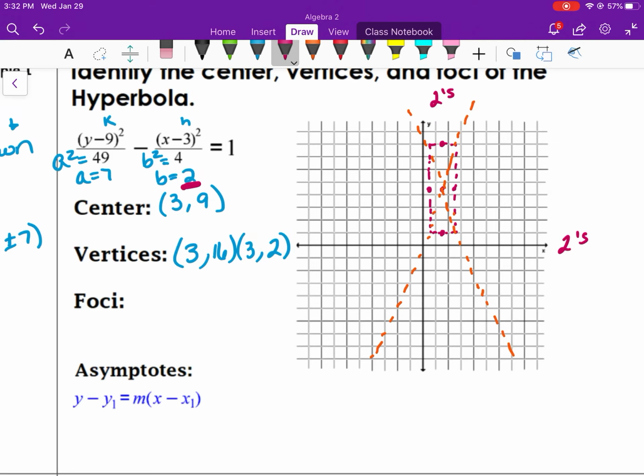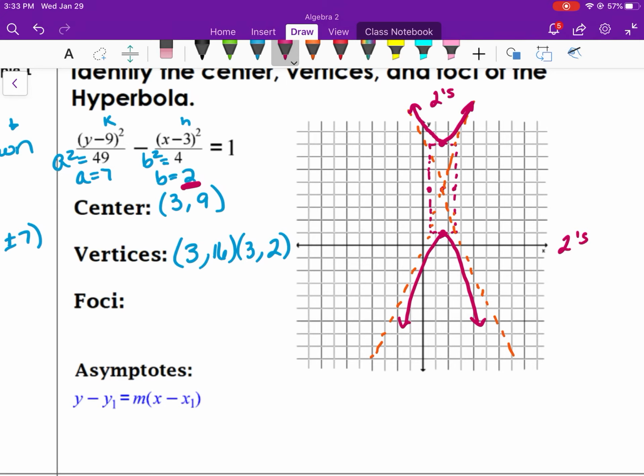Now, since you have your vertices and your asymptotes drawn, you're going to use your vertex up here at (3, 16) and then your asymptotes to guide your drawing. Then the vertex down here at (3, 2) and then use the asymptotes to draw the hyperbola or guide that. So it's a rather narrow hyperbola, especially more narrow because we're counting by 2s.